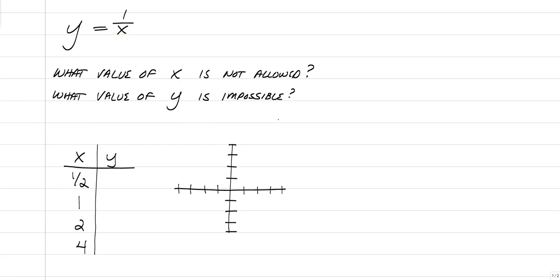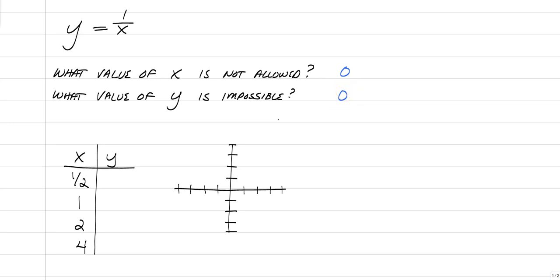Just so you kind of get an idea of what's happening. So what value of x is not allowed? If you know anything about dividing, you know that you are never allowed to divide by 0. So 0 is not allowed. So what values of y are impossible? For this situation, 0 is also impossible.